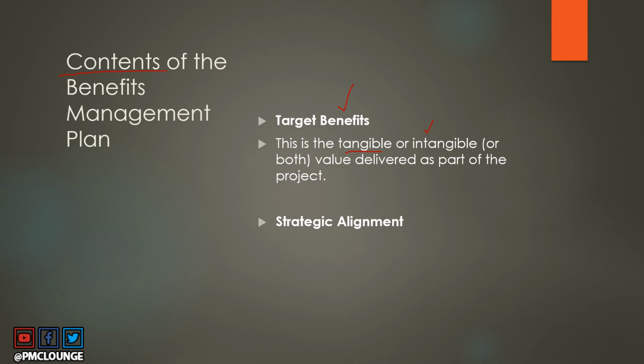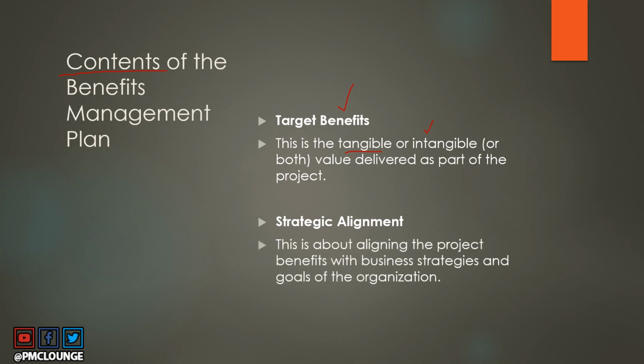The next thing is strategic alignment. So how is your project aligned with the business strategies and goals of the organization? The benefits that your project is going to provide, right, once it is complete, how are those benefits aligned with the overall business strategies and goals of your organization? That is also mentioned and defined in the benefits management plan document.